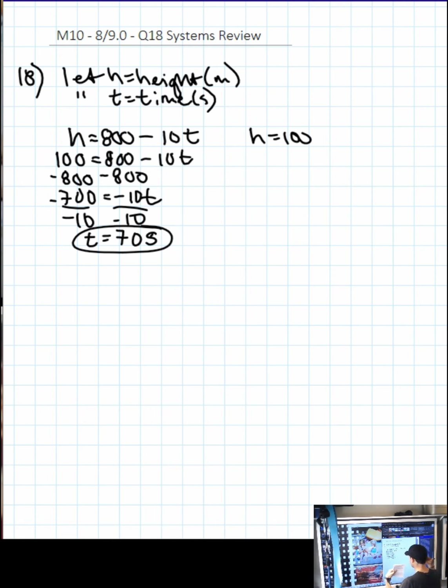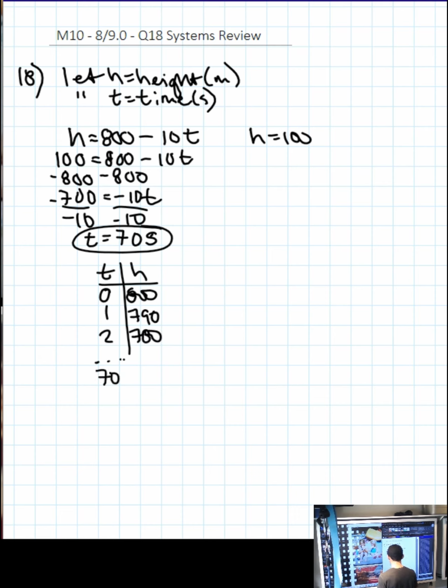If it's falling from 800 at 10 per second, it's going to be a table of values of time and height. At 0 seconds, we're at 800. 1 second later, we're at 10 less than that, at 790. At 2 seconds, we're at 780. And all the way down until we're at 70 seconds, we will hit the building of 100 meters.